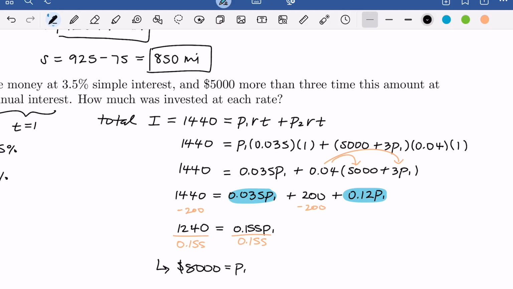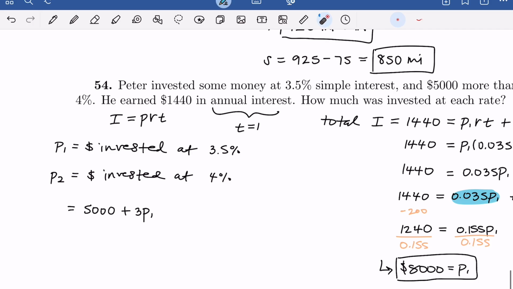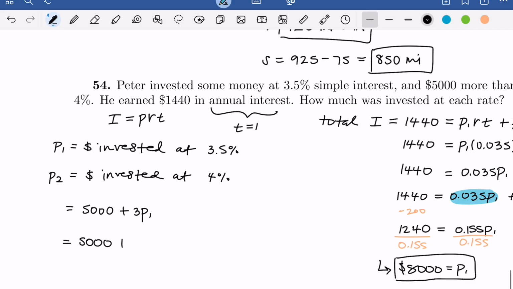Now remember, P1 is the amount invested at 3.5%. So we're going to have $8,000. Now we also want to find P2, and remember P2 is the amount invested at 4%, and that's given by this equation here. So we can find P2 just by plugging in our value for P1. So we're going to have 5,000 plus 3 times our value for P1, which was 8,000. Plugging this in, this is going to give us $29,000 that was invested at 4%.